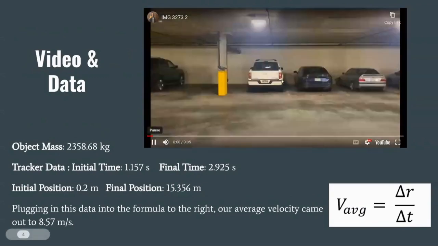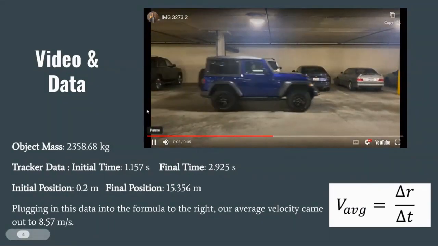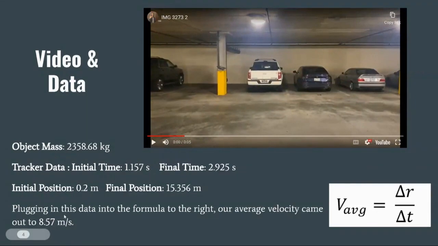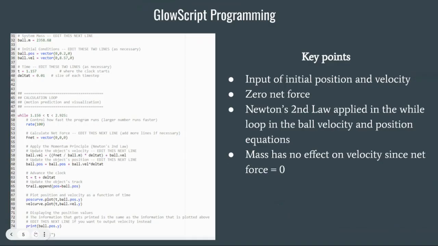Here's our video tracker. Basic. We have some data over here. Our mass, 2,358.68 kilograms. Our initial time, final time, initial position, final position. We plug this into our average velocity formula, which is displacement over change in time. We got 8.57 meters per second. Sorry. Going on to the next slide.